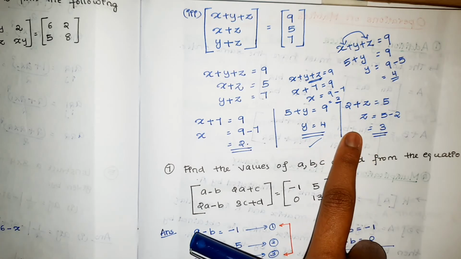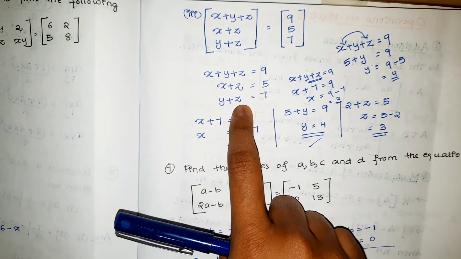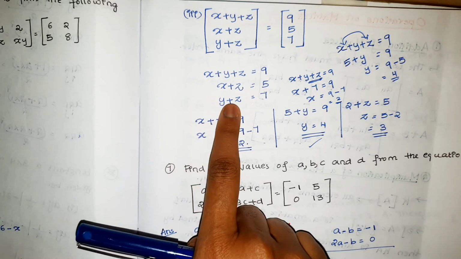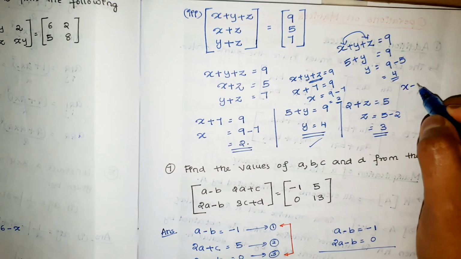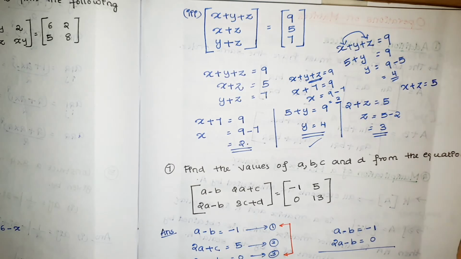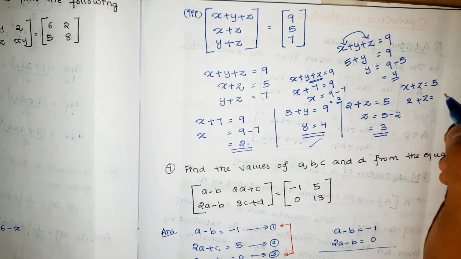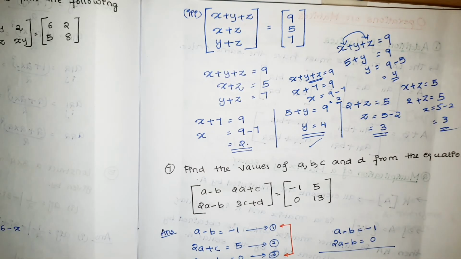We can substitute the value of x or y. You can take any of these equations and you can substitute the values of x or y. I took the second equation, that is x plus z is equal to 5. Okay, what is the value of x? x is 2. 2 plus z is equal to 5. z is equal to 5 minus 2, that is equal to 3. So I got the value of z.